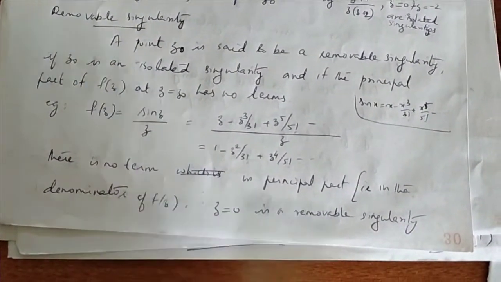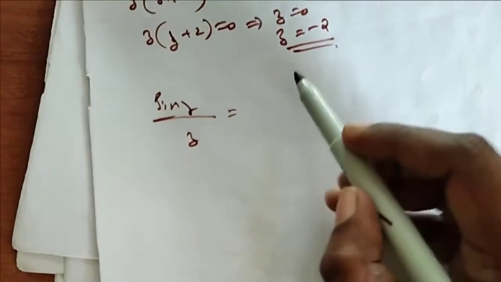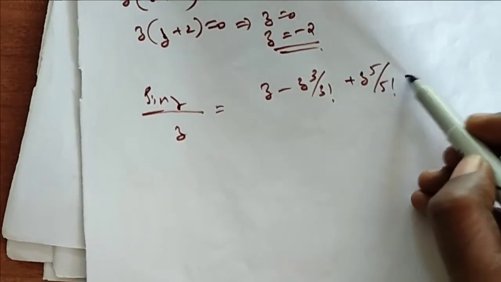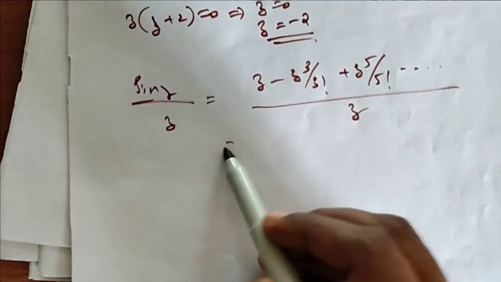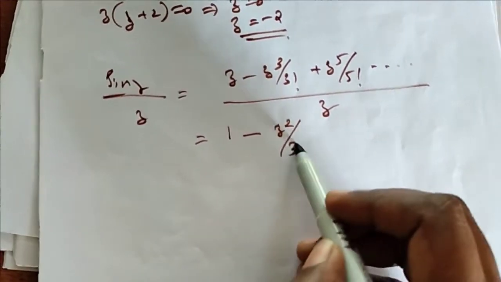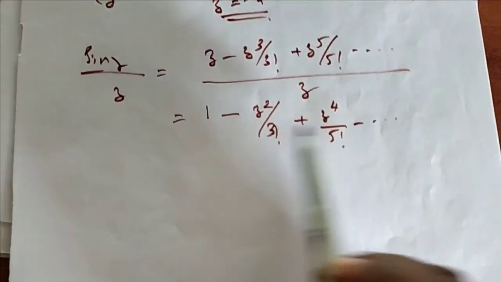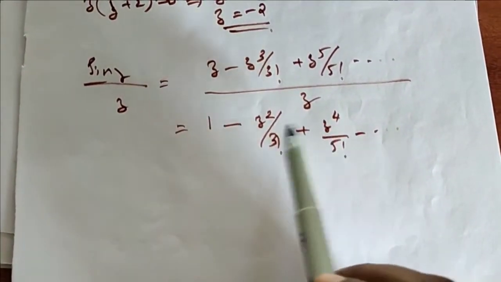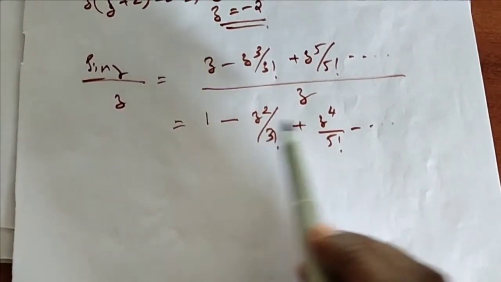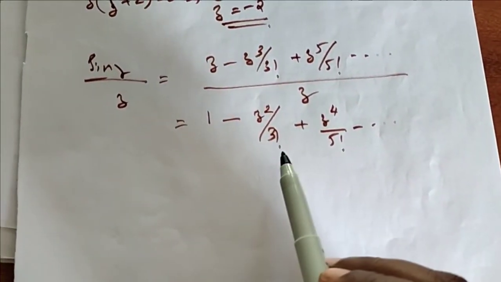For example, sin z by z. If you expand sin z, it is z minus z cube by 3 factorial plus z raised to 5 by 5 factorial etc., divided by z. If you divide each term by z, we get 1 minus z square by 3 factorial plus z raised to 4 by 5 factorial minus etc. So we can easily see that no terms of z are lying in the denominator. All the terms of z are in the numerator.